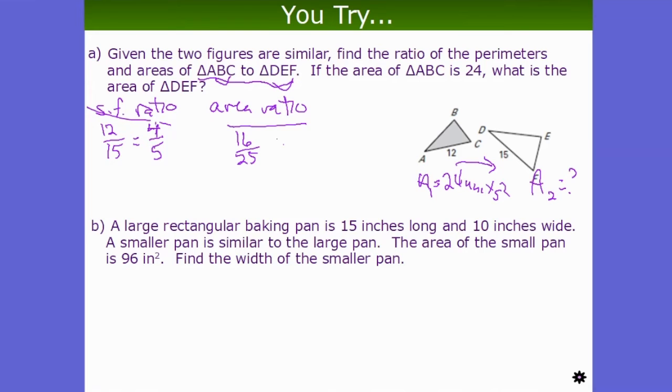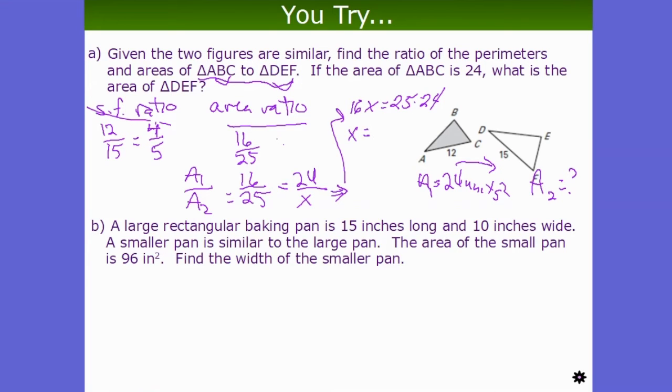So I know one of my areas, and again, I'm going A1 to A2 because it said triangle ABC to DEF. 16 over 25 is the area ratio. Right now I'm told area 1 is 24 square units. So I want to find what that second one is. So this would be the setup. I'll put that up here. We have 16x, I'm just doing a cross product, equals 25 times 24. I believe the x comes out to be 37.5 square units.